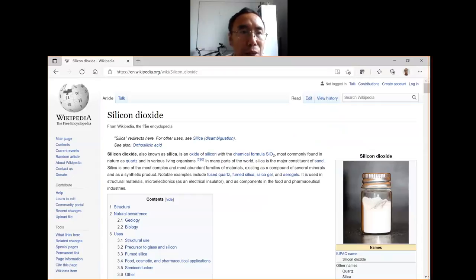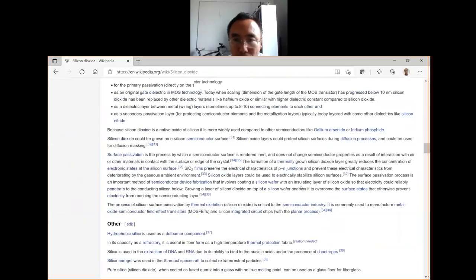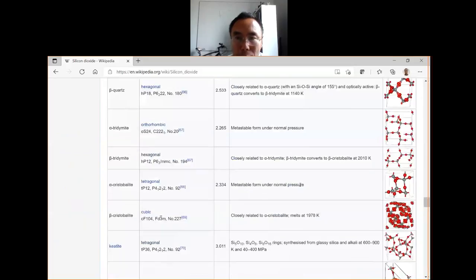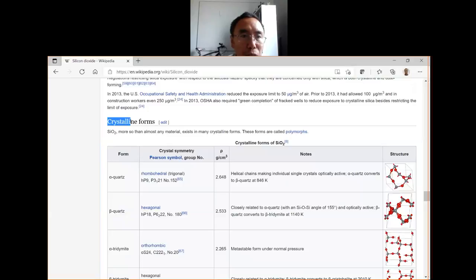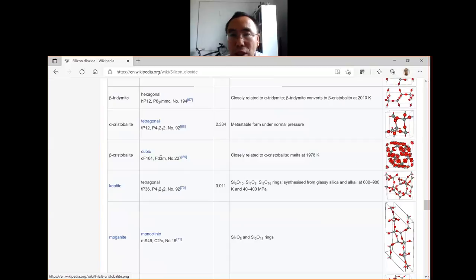So this is the Wikipedia page for silicon oxide. You can see there is a crystalline form. This is alpha quartz, this is a crystal structure. There is beta quartz, this crystal structure. But there are many other forms. They are all single crystal silicon oxide, and you can see they all have different configurations.